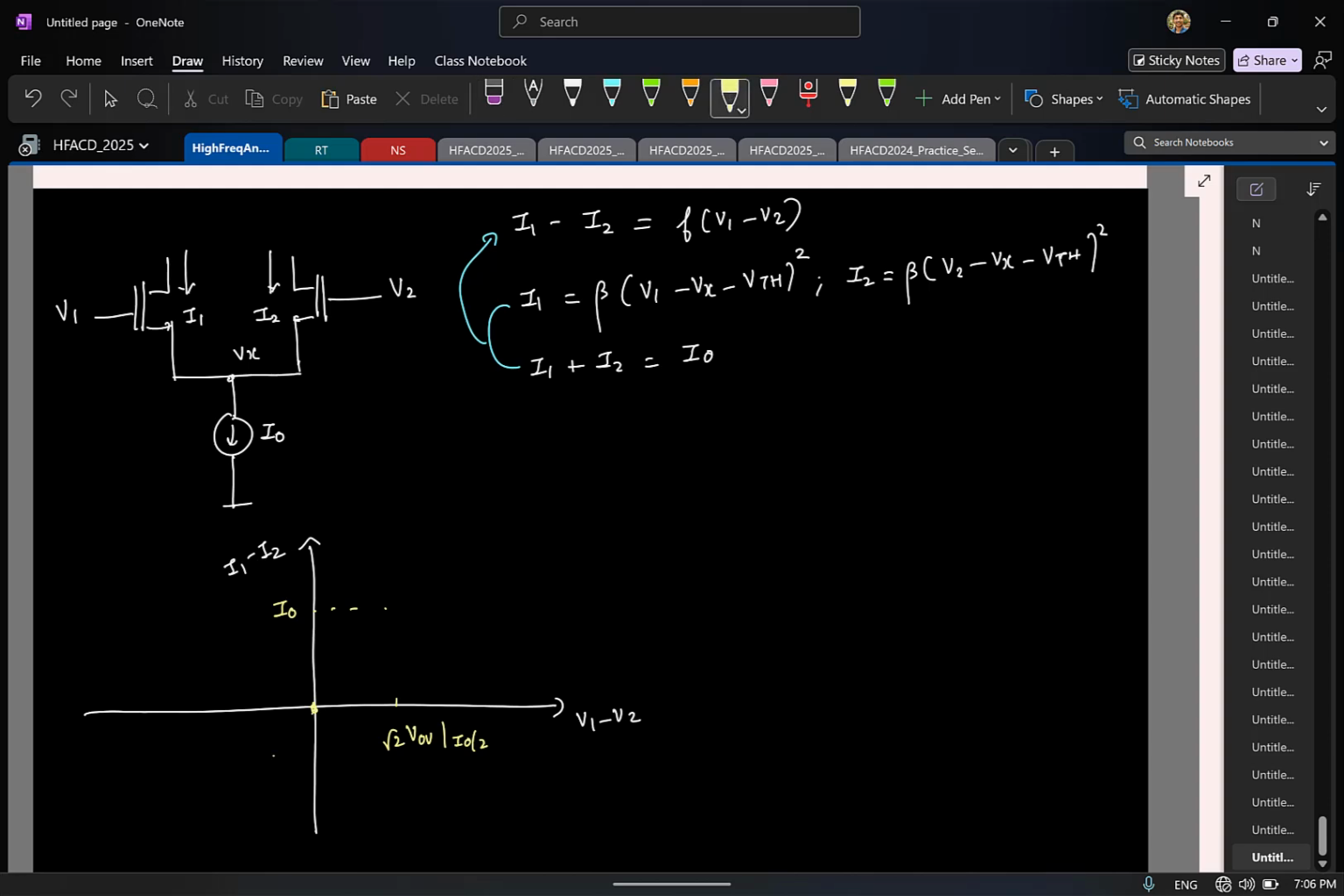So if I sketch it, basically after some point it will do this. Maybe I'll draw it slightly more realistically. On the negative side also the same thing will happen. It will saturate to minus I0 at the same differential input. So let's make some observations on this characteristic. Firstly, tell me if this characteristic is odd symmetric or even symmetric. Odd symmetric.